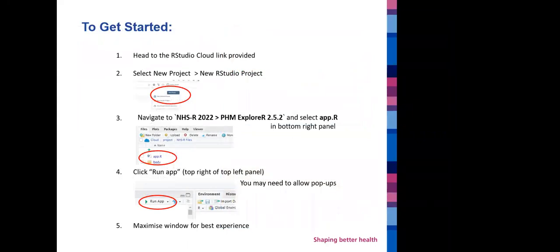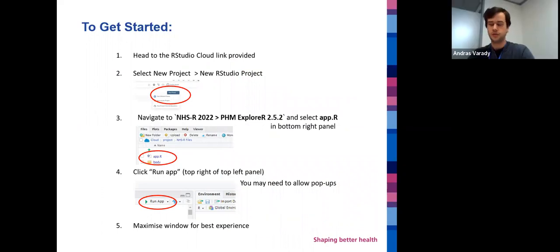Everyone has received an RStudio Cloud link. First of all, I'm going to start with some slides, but later there will be an interactive section of this session. So if you head to the RStudio Cloud link, please just launch a new RStudio project. And then in the bottom right corner, navigate the files and then select app.r to actually run the program. I will show this myself later, but just in case someone wants to click along and haven't done so, this is what we'll be looking at.